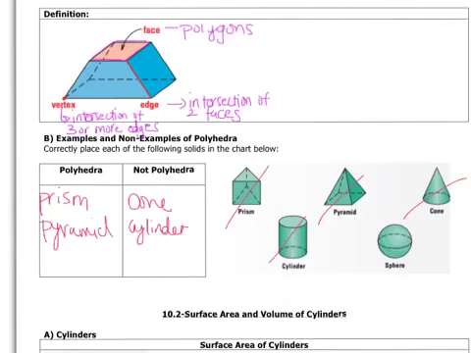And then finally a sphere. 1 for yes, 2 for no. Kat, why do you say no? It doesn't have any vertices, edges, or a single face. Good. It doesn't have any polygon faces. Good.